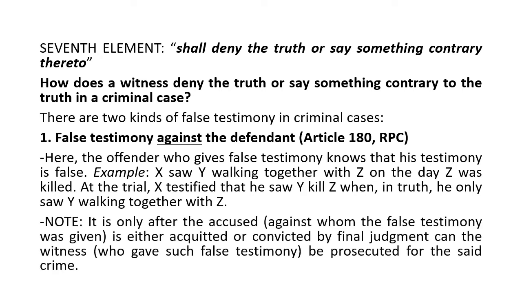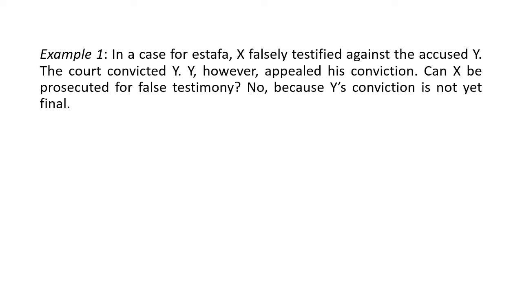Now, we must remember that it is only after the accused against whom the false testimony was given is either acquitted or convicted by final judgment can the witness who gave such false testimony be prosecuted for the said crime. Here are some examples. Example number 1. In a case for estafa, X falsely testified against the accused Y. The court convicted Y. Y, however, appealed his conviction. Question: can X be prosecuted for false testimony? The answer is no, not yet, because Y's conviction is not yet final.